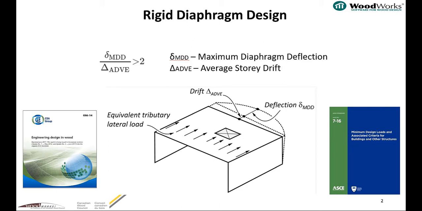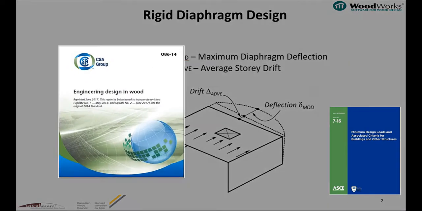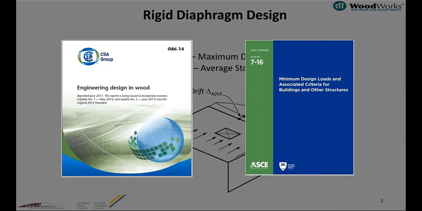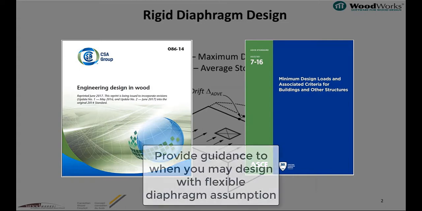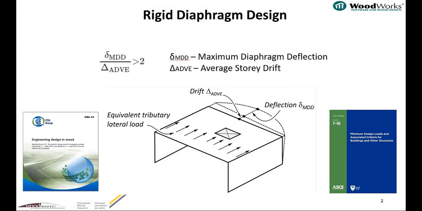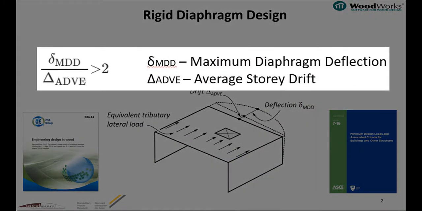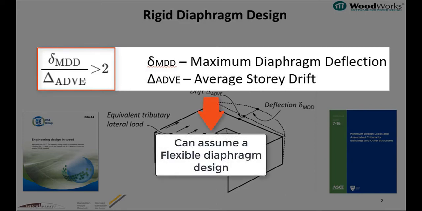This was already covered in the previous flexible design training video, but we will highlight it here again. The CSA 086 commentary and the American Society of Civil Engineers 716 provide guidance for when a diaphragm may be idealized as flexible. The equation shown here indicates that if the maximum diaphragm deflection is greater than 2 times the average shear wall story drift, then the diaphragm can be idealized as flexible.